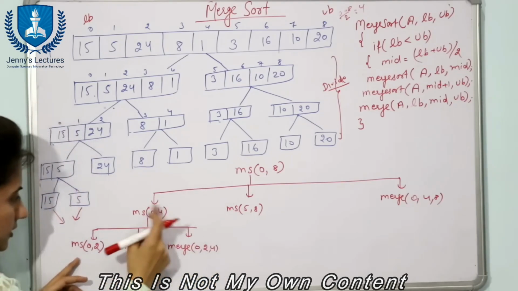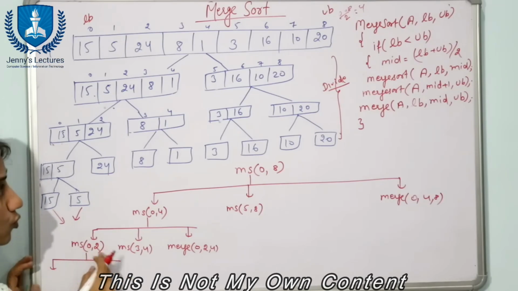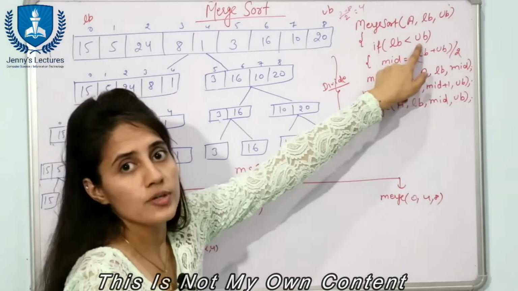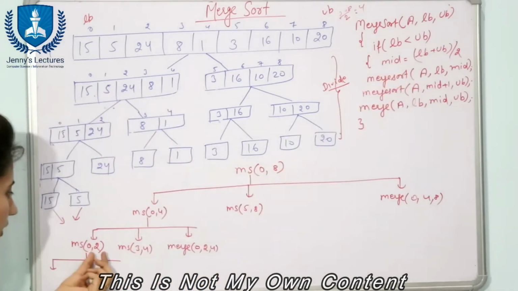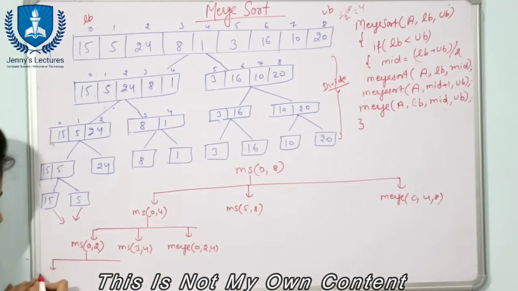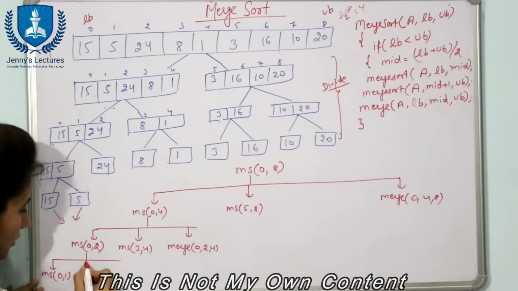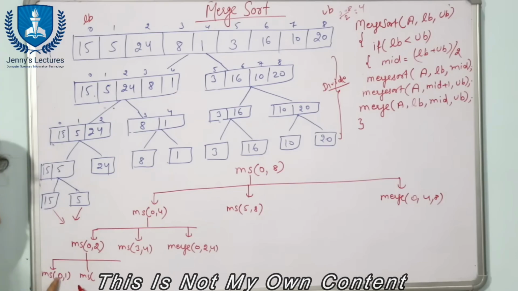Now next is, see this one, from 0 to 2. 0 is less than 2, yes, calculate mid. 0 plus 2, 2 divided by 2, that is 1, mid is 1. Again call merge sort. 0 to mid is 1, merge sort. Then mid plus 1, 2 to 2, only one element we have now. Now here we have merging of 0 to 1 and then 2.